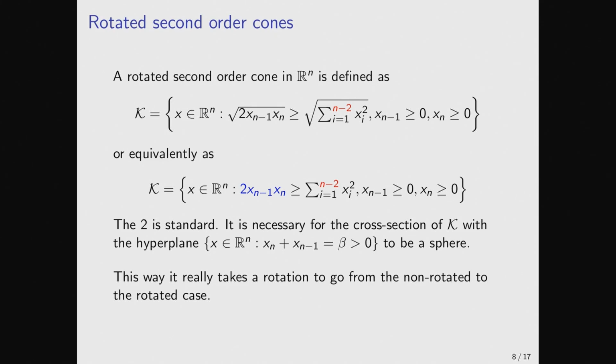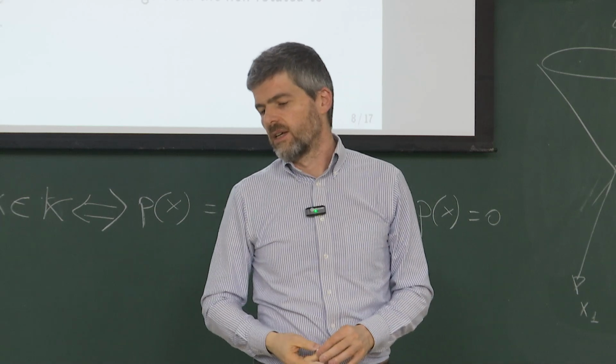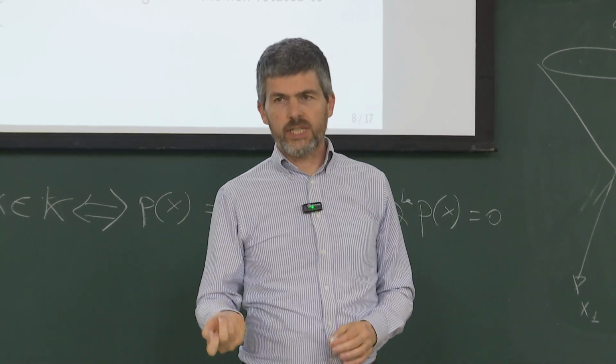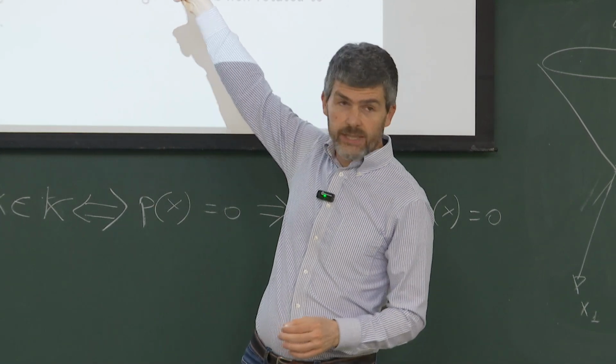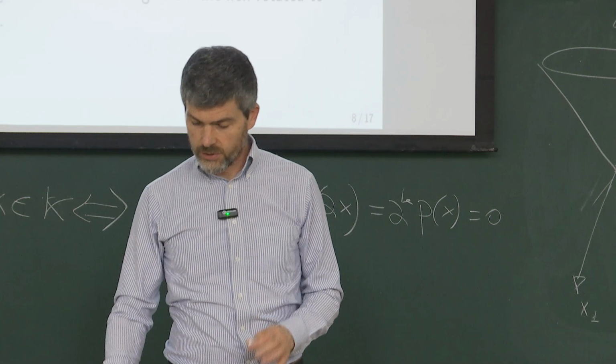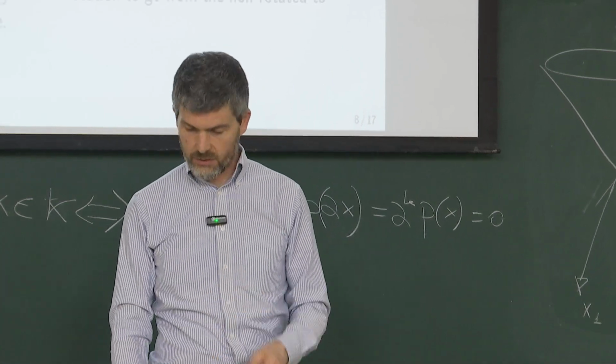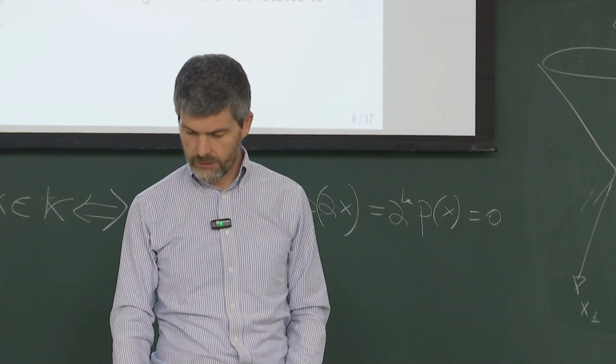The way that most solvers use or take information on rotated second order cones is by reformulating it so there's a 2 there. So there's a lot more stuff happening in the solver that needs to have that sort of formulation.